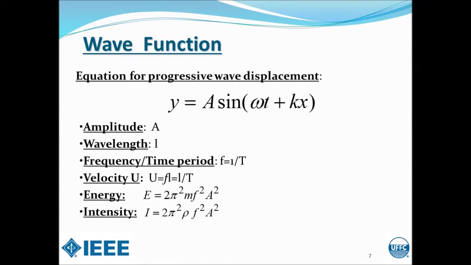It is also important to understand the mathematical properties of waves. Here we see the progressive wave displacement equation, where y is the displacement, a is the amplitude, that means the size of oscillation, omega is the angular frequency, t is time, k is the wave number, and x represents a fixed position. Other important quantities are the wavelength, meaning the distance between wave peaks, the frequency, which is the inverse of the time period for a wave, velocity, energy, and intensity. Intensity correlates with how loud we think a wave will sound.